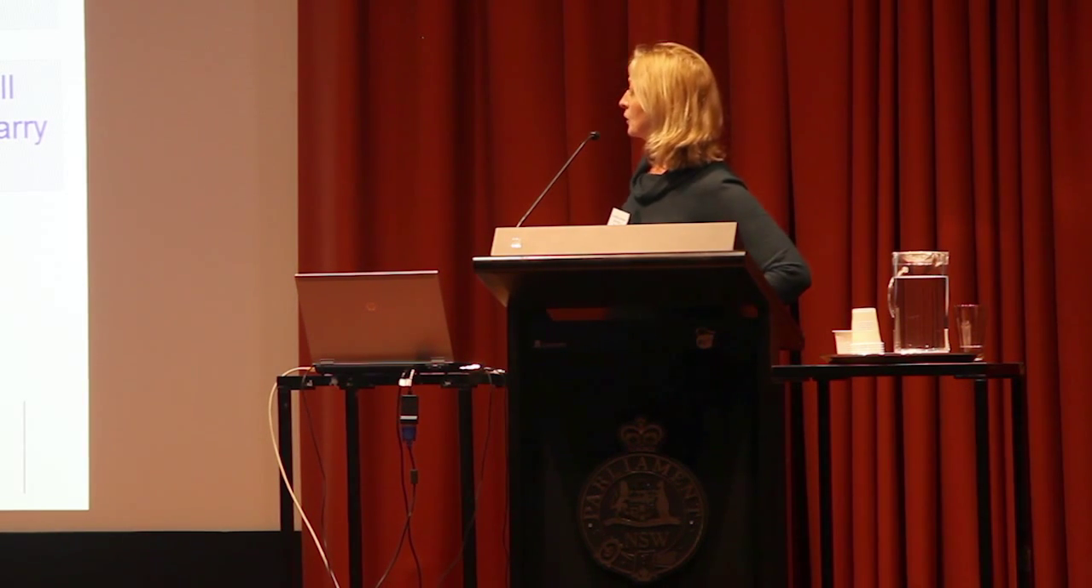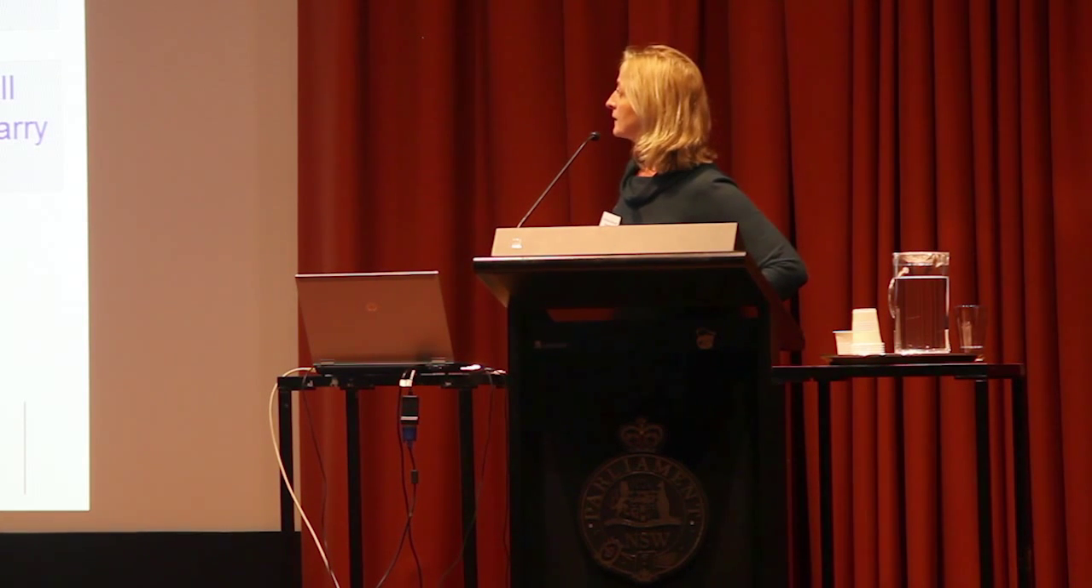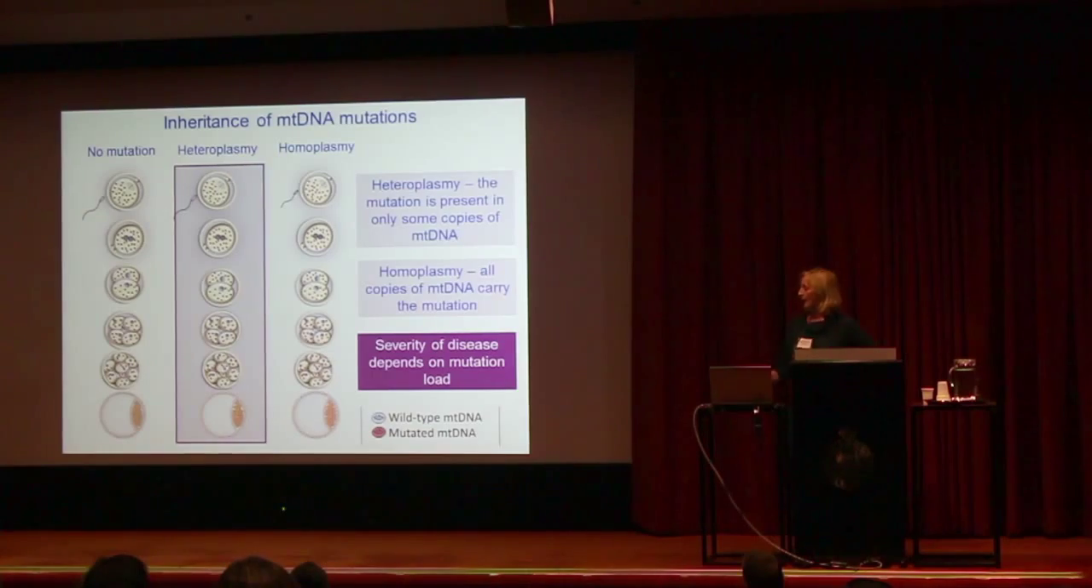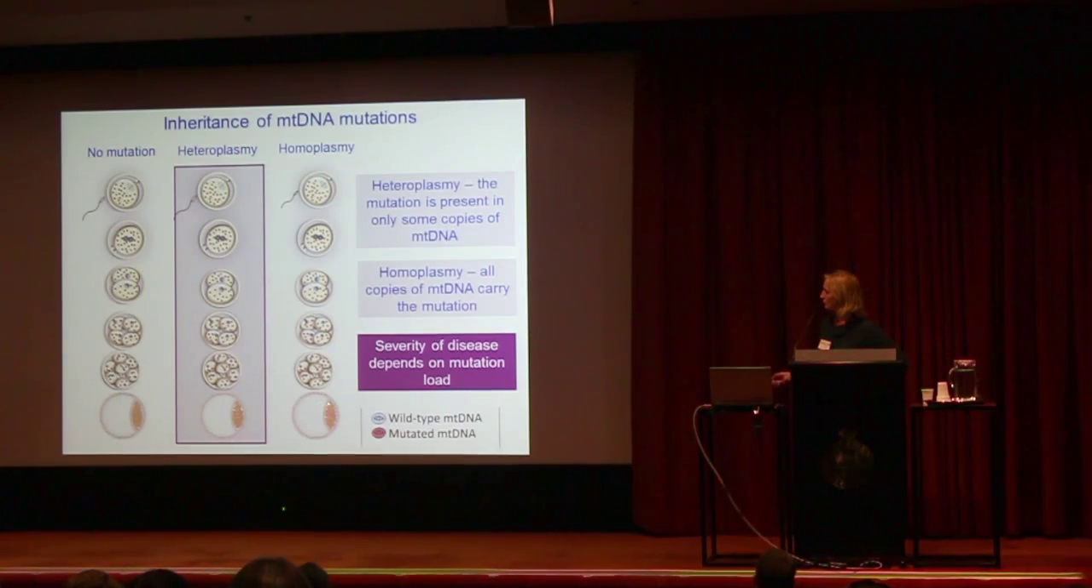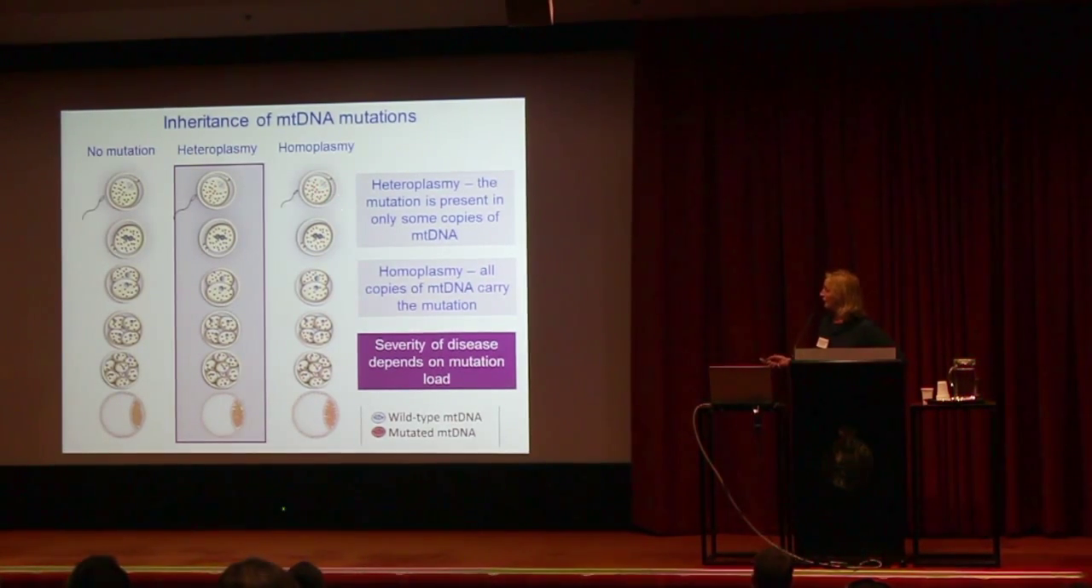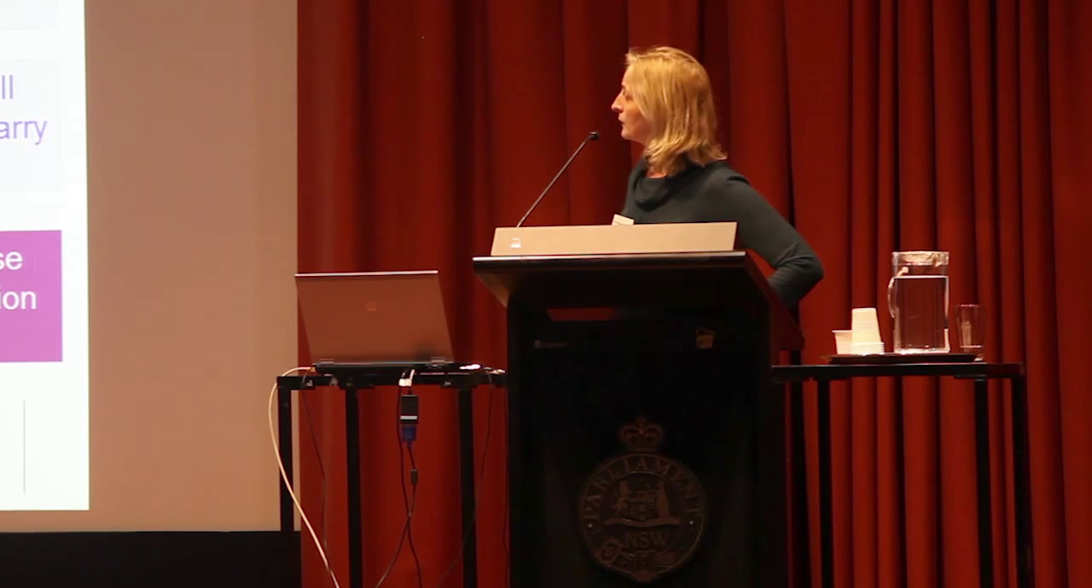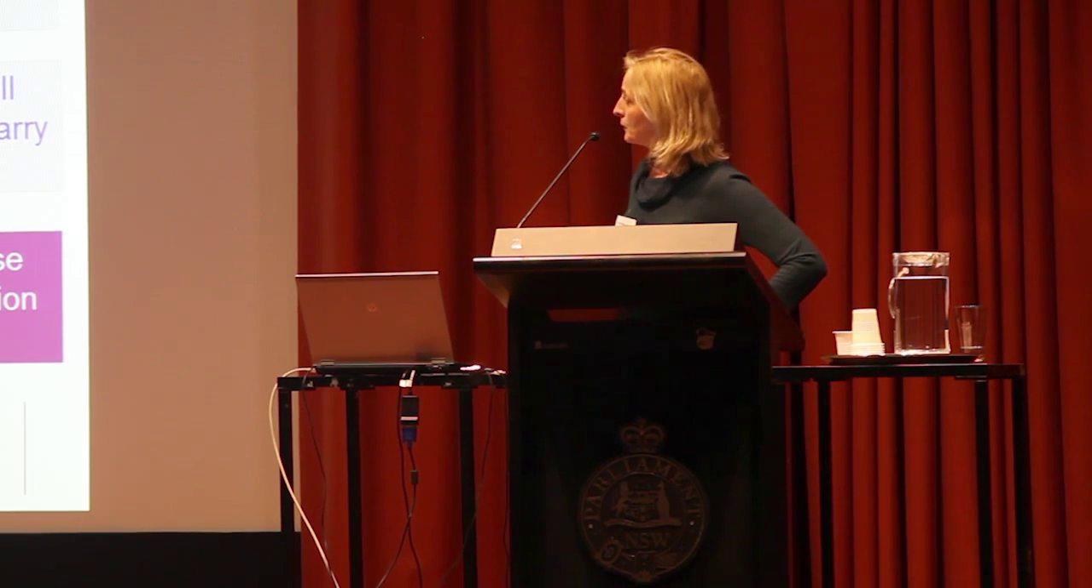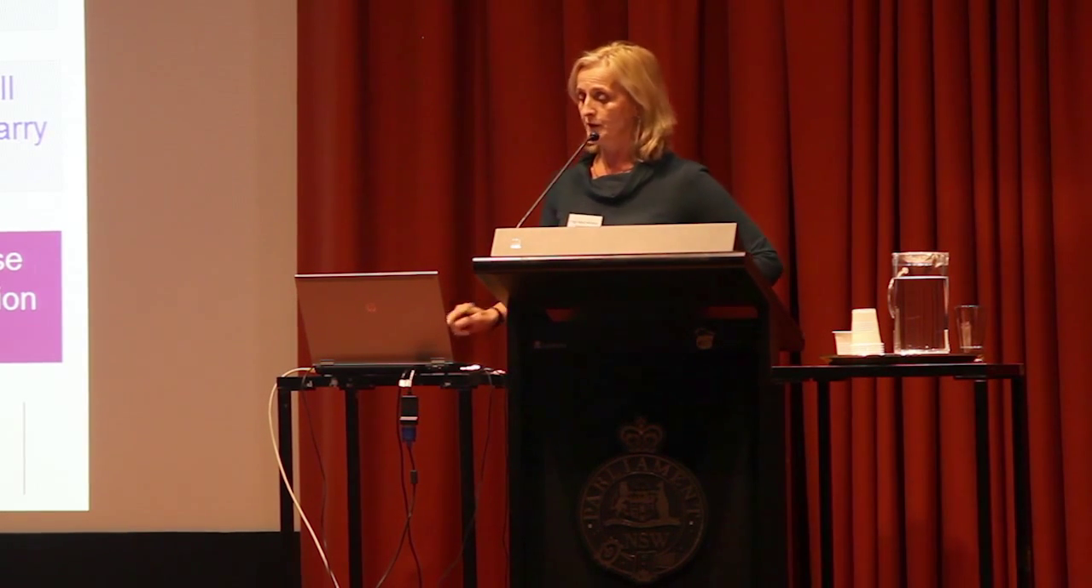So this condition of a mix of mutated mitochondrial DNA and wild type is called heteroplasmy, and homoplasmy is when all of the mitochondrial DNA carries the mutation. And the severity of disease depends on the mutation load. So in this case, a baby born as a result of fertilization of an egg that is homoplasmic for a mutation has a very high risk of being seriously affected. Whereas with heteroplasmy, when there's a mix of wild type and mutated, the severity of disease depends on the ratio of wild type to mutated mitochondrial DNA.